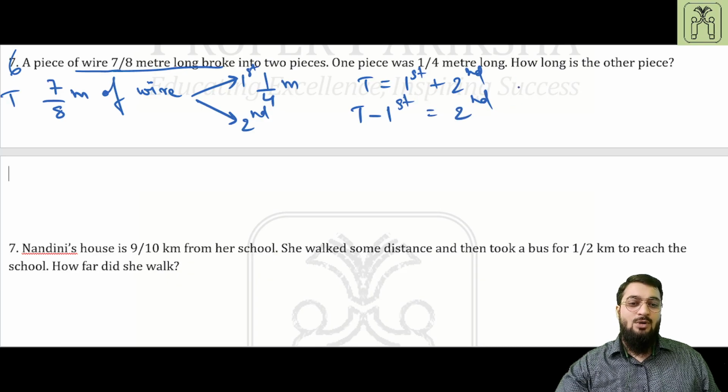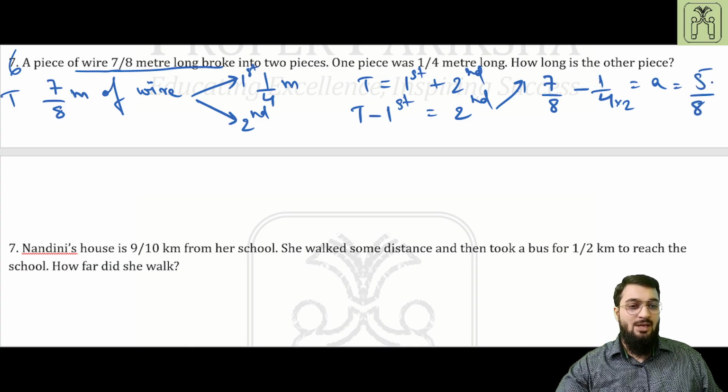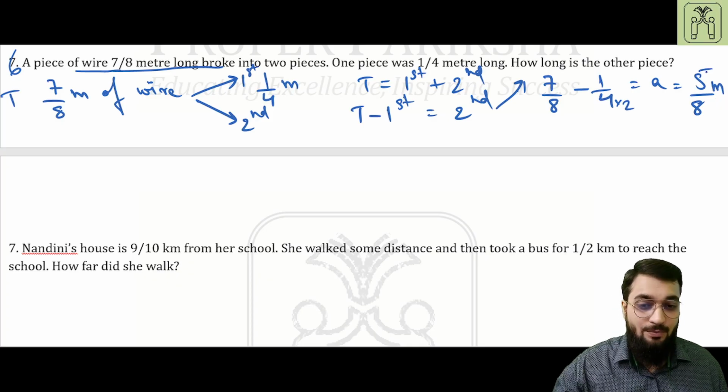Okay, coming to our previous way of doing the questions, t is equal to 7 by 8 meters, and the first one is 1 upon 4 meters, the second is equal to a. Therefore, the LCM will be 8: 7 minus 2 is equal to 5, 5 upon 8. So the other part is 5 upon 8 meters long.